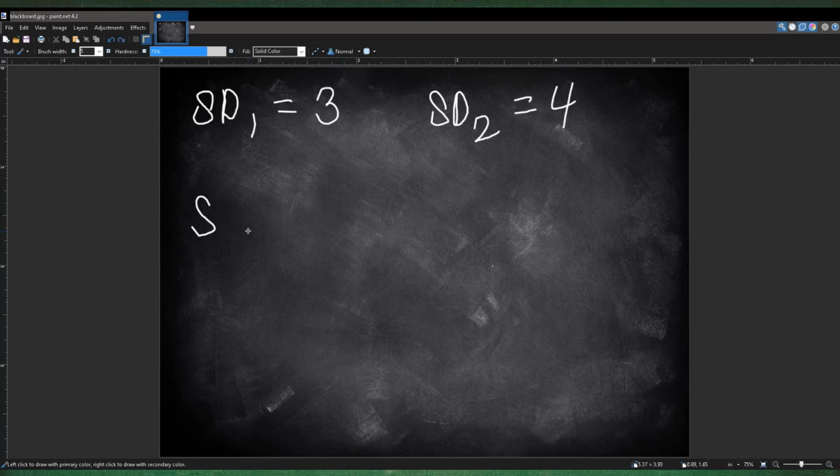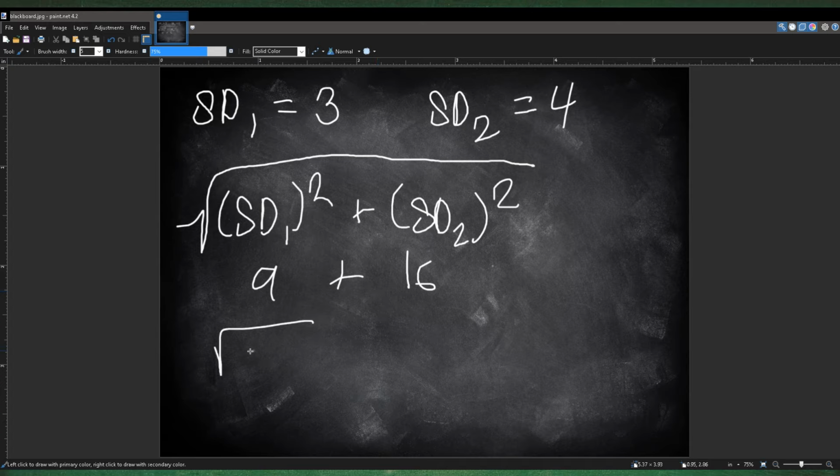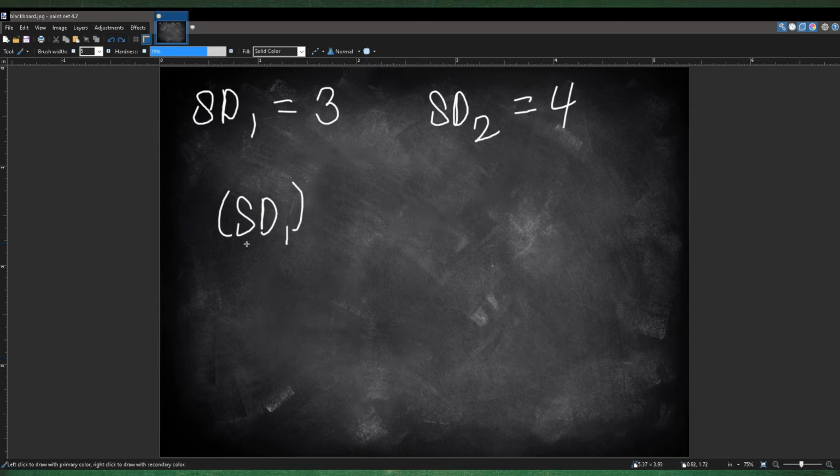What you have to do is square the first standard deviation, square the second standard deviation, add them, and then square root it. So you have 3 squared is 9, 4 squared is 16, 9 plus 16 is 25, so the square root of 25 is equal to 5. So your new standard deviation is equal to 5.